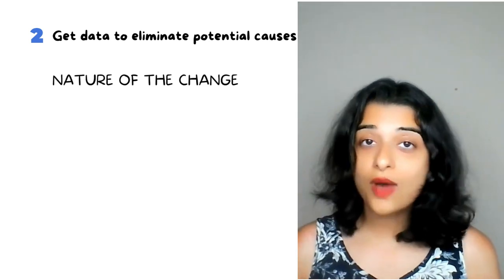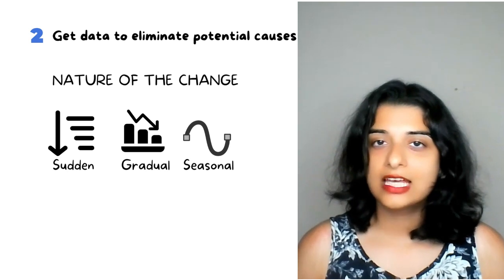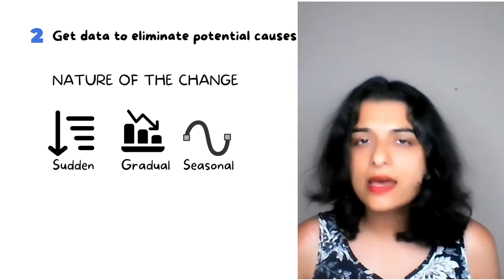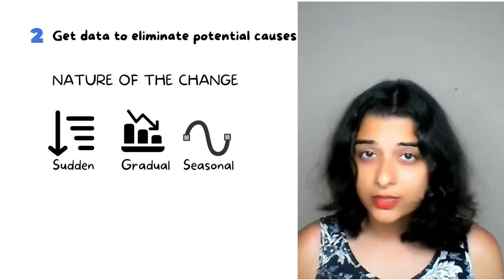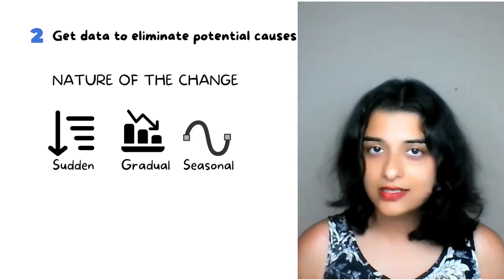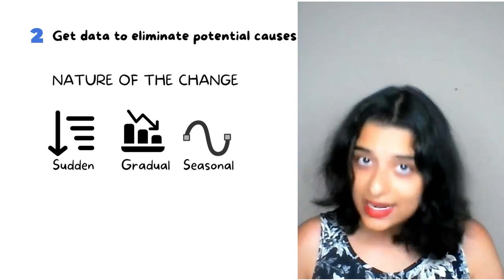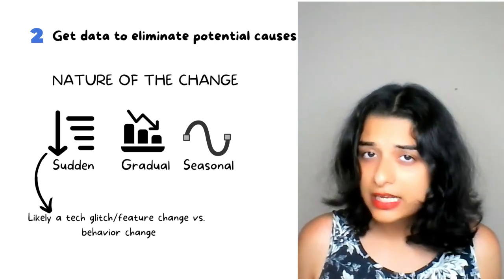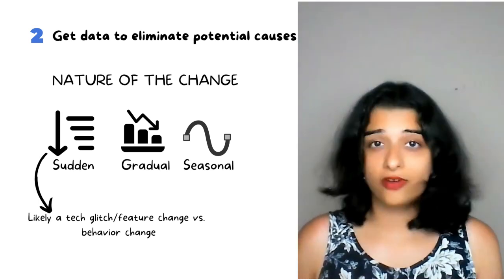The first question to ask here is on the nature of the change itself. Is the change sudden or gradual? Is it something that we have seen before? Is it seasonal? A good call out that you can do in your mind is that if a change is sudden, it cannot be a behavioral change because that change takes time to reflect. It may be a system glitch, but we're not sure at this time. And so we'll just move on further.